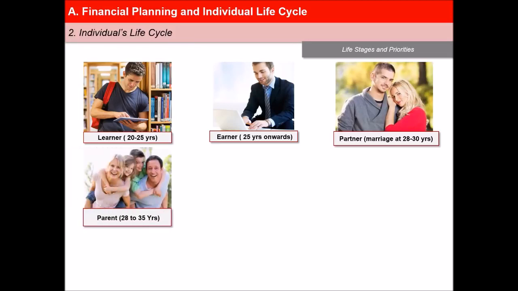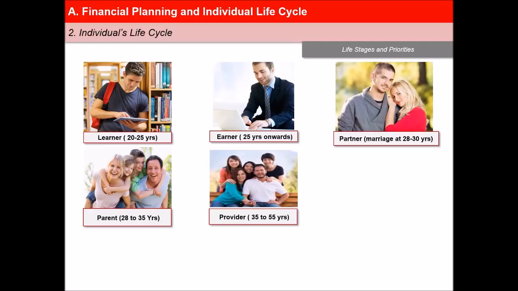Fourth stage is of a parent. These are the years when one has become the proud parent of one or more children. Funds are required for health and education of children. Fifth stage is of a provider. This is the stage when children have grown into teenagers. This stage includes their crucial high school years and college. Funds are required for high cost of education.